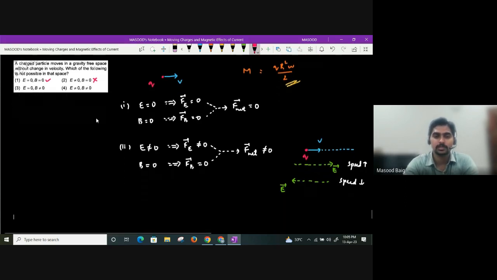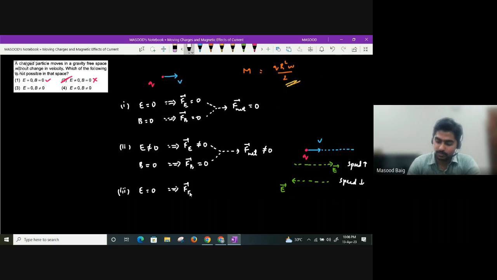What is the third case given, you see? So obviously we have already come to the answer. The answer is the second option, guys. Right? The second option is the answer. Third case, anyhow, if I explain, what will I get? Electric field is 0. This means definitely electric force is 0. They are saying magnetic field is non-zero.